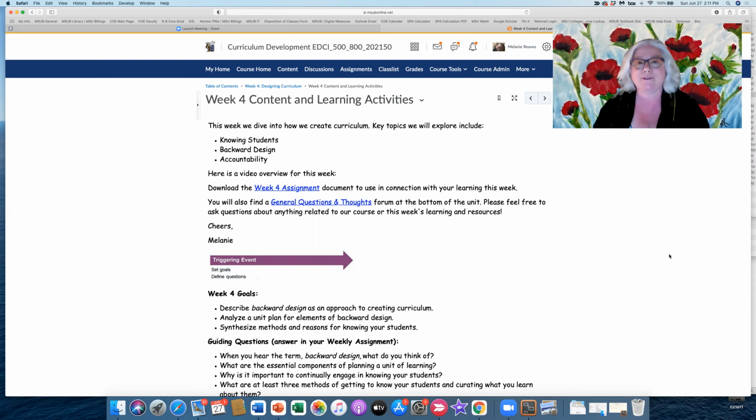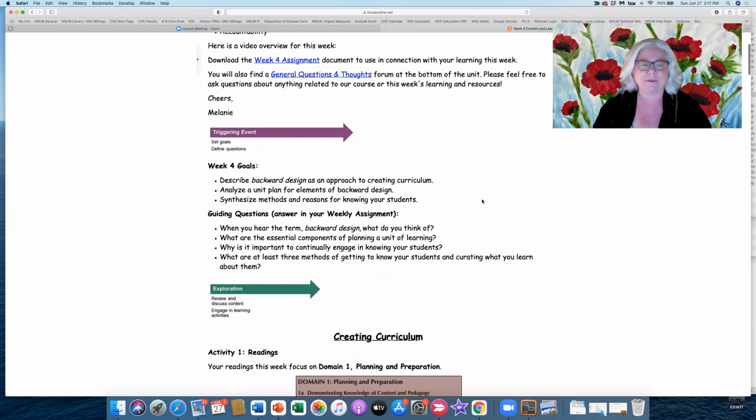So be sure you download your week 4 assignment. And if you have any questions along the way, you can post them in the general questions and thoughts forum and we can address them together.